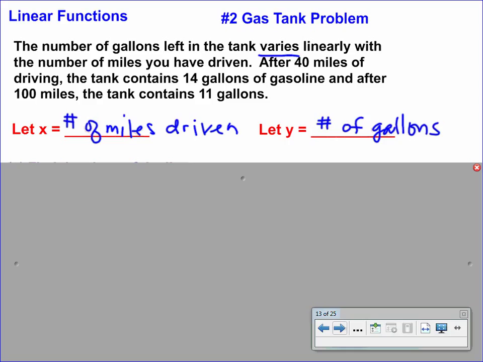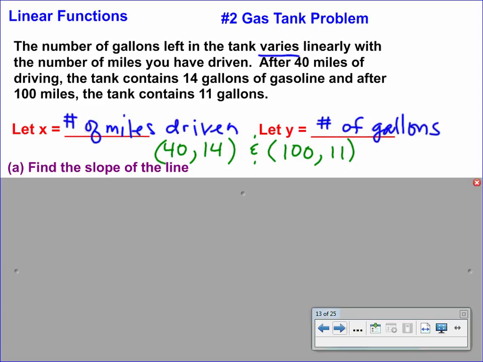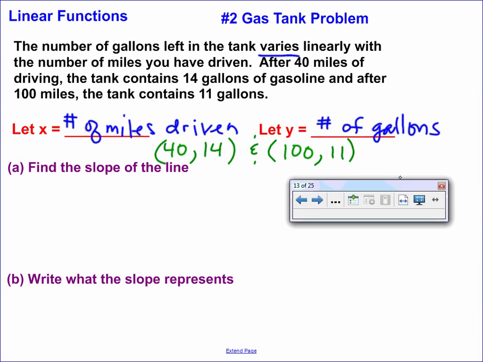Okay, what are two points then on my graph? Katie? 40, 14, and 100, 11. Great. Let's go ahead and calculate the slope and tell what it represents in context.